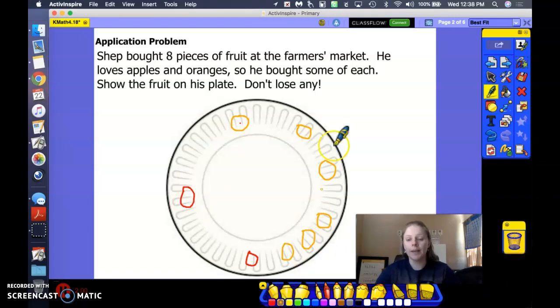So now I'm going to break that story apart and make my number sentence. I have 6 oranges plus 2 apples equals altogether 8 pieces of fruit. You can play that game too. Add some objects to the plate, count them up, and see how many you have.